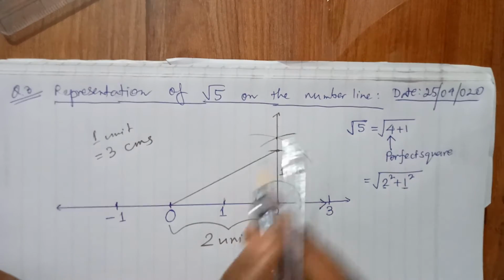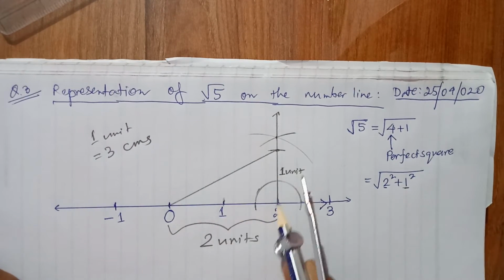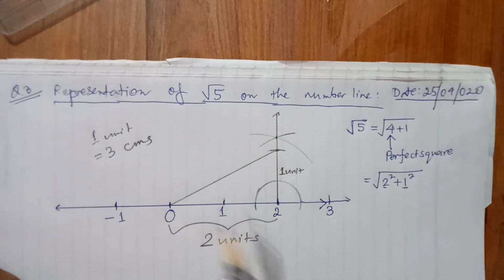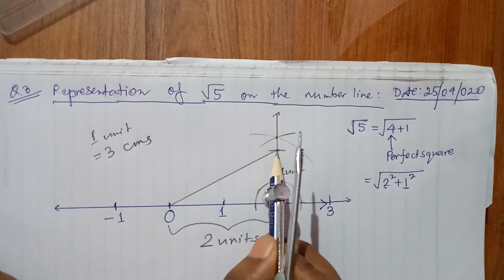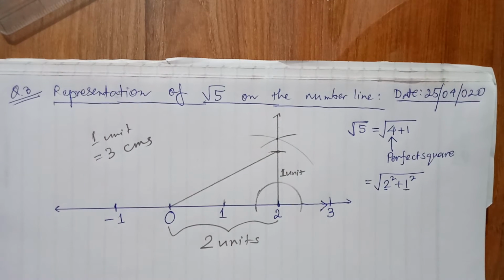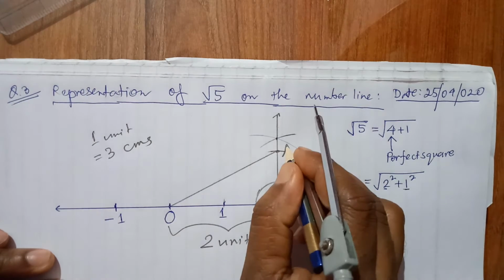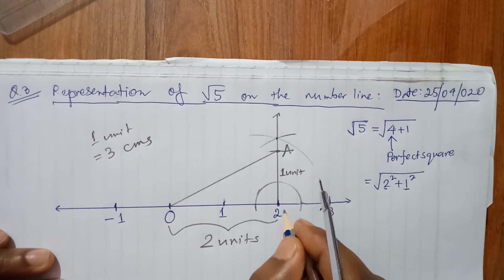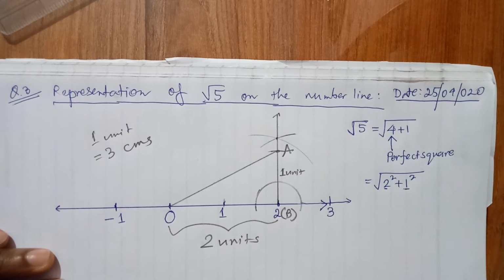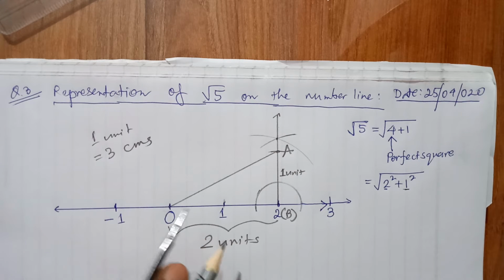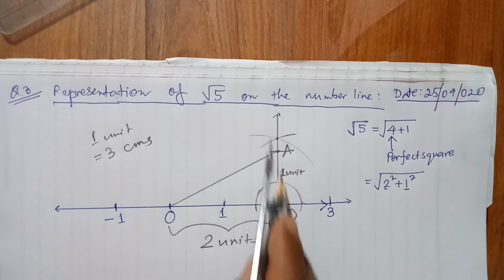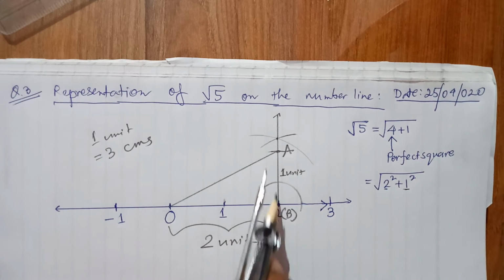So I have joined this. Now see, after joining this I am getting a right triangle. Here base is 2 units, perpendicular is 1 unit. So you can find the hypotenuse. This portion is the hypotenuse. You can name this as A, and here this point B, and this point you can take as 0, or you can give name O also. So this portion is a right triangle where base is 2 units, perpendicular 1 unit.